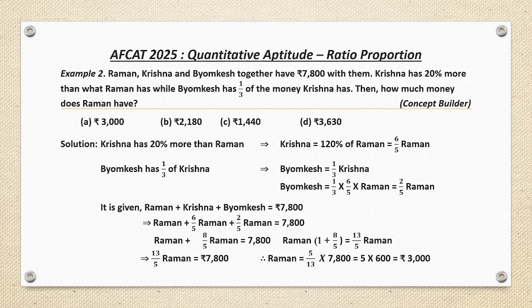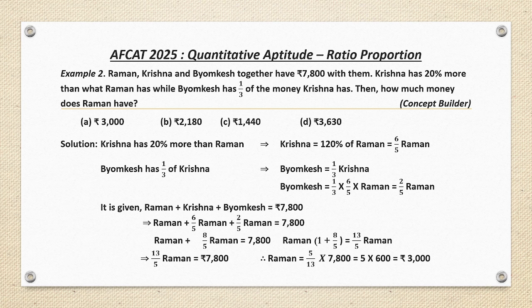So the total amount Raman plus Krishna plus Vyomkesh is 7,800. In our ratio form it is Raman plus 6 by 5 Raman plus 2 by 5 Raman. So that is R plus 8 by 5 R, which is 13 by 5 R. So if 13 by 5 R is equal to 7,800, how much does Raman have?